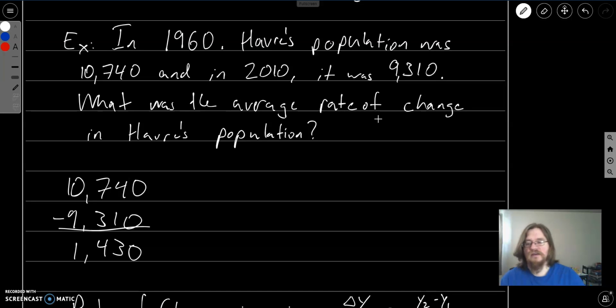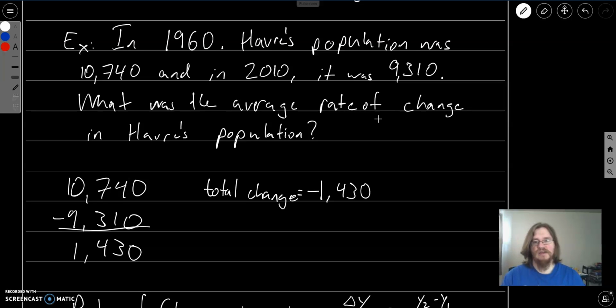1,430. Now, the thing is that our population decreased. So the total change in population is actually going to be negative. So we want negative 1,430. This is important. If a value decreases, we need this to be negative. If the value increases, we want it to be positive.